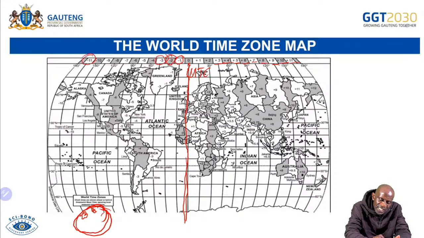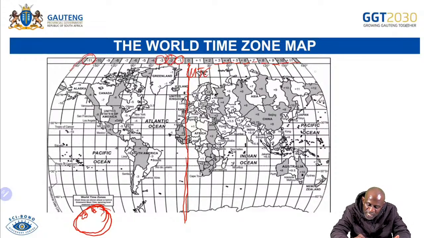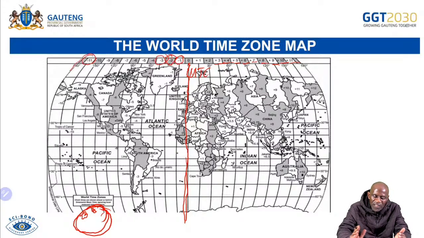And as you can see here, the 12th line, it's our 180 degrees longitude, and it's indicated by a dotted line. So this is our 12th line.